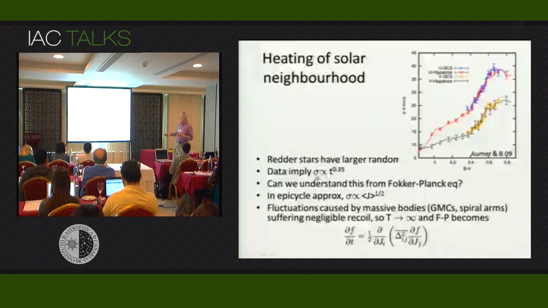It predicts how many stars you have of the different colors. You fit that to the data, and what you find is that the random velocity increases something like the one-third power of time. So Aumer found that it went like t to the 0.35, which is within the errors the same as t to the 0.33. And it's interesting to ask, what can we say about the diffusion coefficients in the Fokker-Planck equation given this result? What dependence of the Fokker-Planck coefficients on action would yield a velocity dispersion that goes like the one-third power of time?